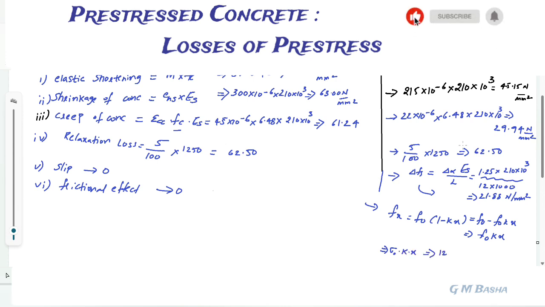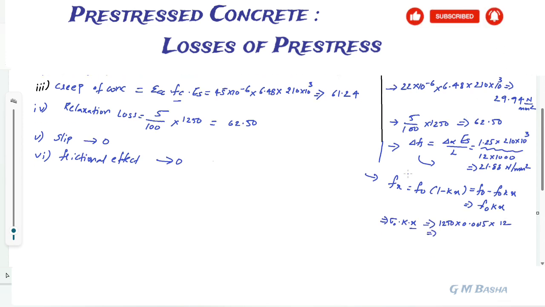So initial stress is 1250, k is the wave effect 0.00. What is given in the question? 0.0000015, into x, the length of the span, that is 12 meters. If you simplify, you will get around 22.50.